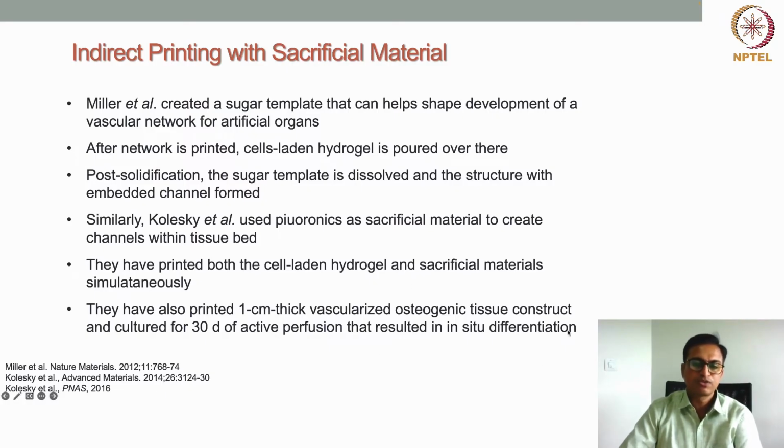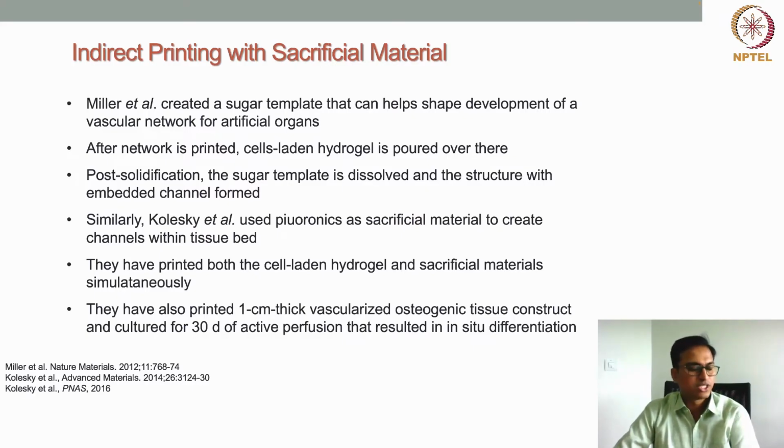They have also worked further on the same thing, where they have printed a 1 centimeter thick vascular osteogenic tissue construct. They have used osteogenic progenitor cells, like stem cells, for the printing of the structure, encapsulated in a bioink, and similarly the Pluronic was used for creating the vascular channels. And then they have printed both these things simultaneously to fabricate a 1 centimeter thick vascular tissue, and when the sacrificial material is removed, the channels are intact.